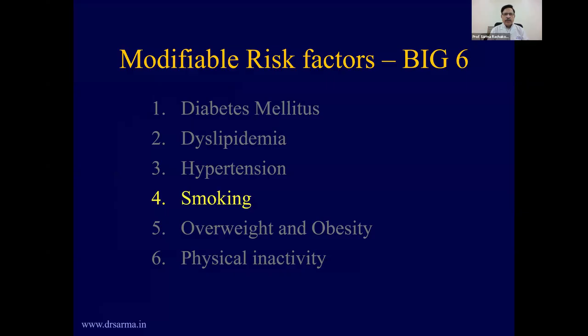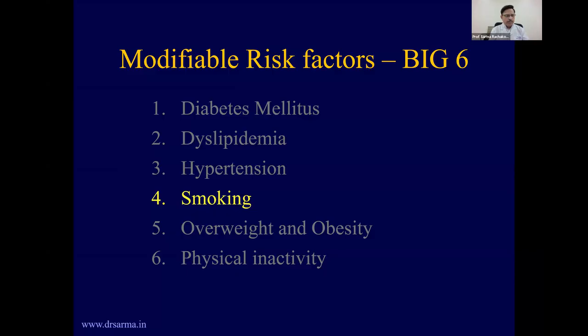Before that, we have seen the non-modifiable risk factors like age, gender, ethnicity, premature coronary artery disease history, and then personality, phenotype B. We have seen those things. These are the non-modifiable risk factors. Here are the modifiable risk factors. We covered diabetes, dyslipidemia, and hypertension.